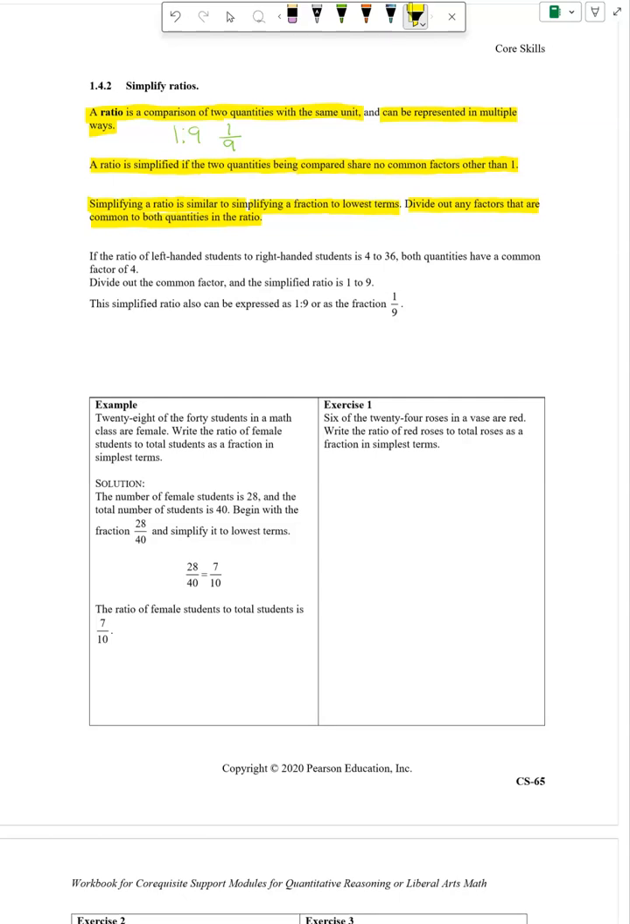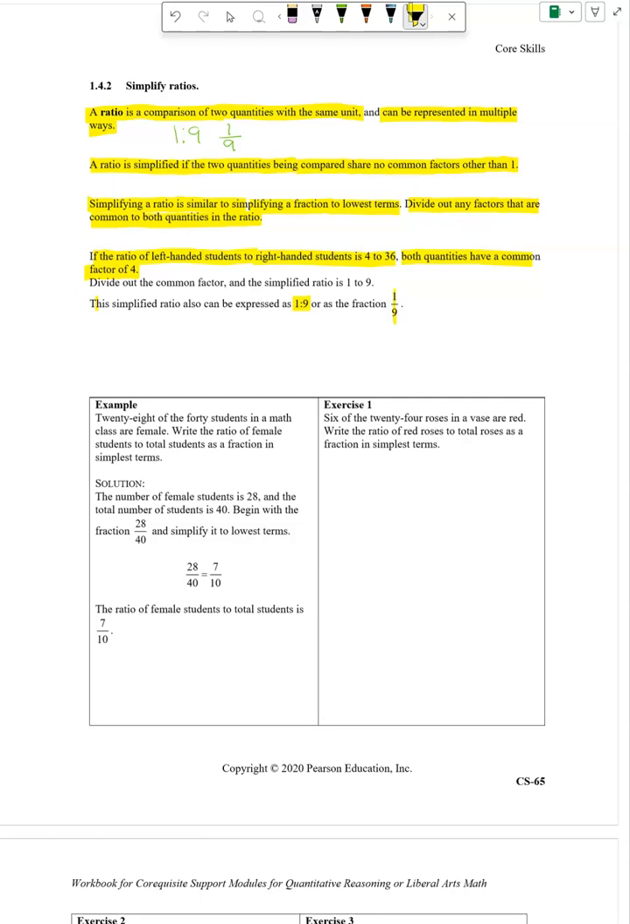So if the ratio of left-handed students to right-handed students is 4 to 36, both quantities have a common factor of 4. 4 goes into 4, and 4 goes into 36. So we divide out the common factor, and that leaves the simplified ratio of 1 to 9. Again, we could write that as 1 to 9, or 1 divided by 9. Okay?